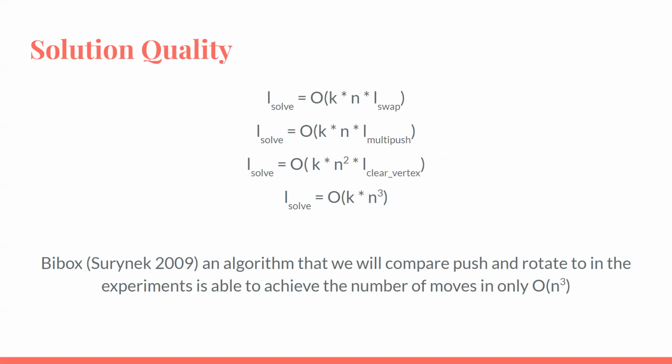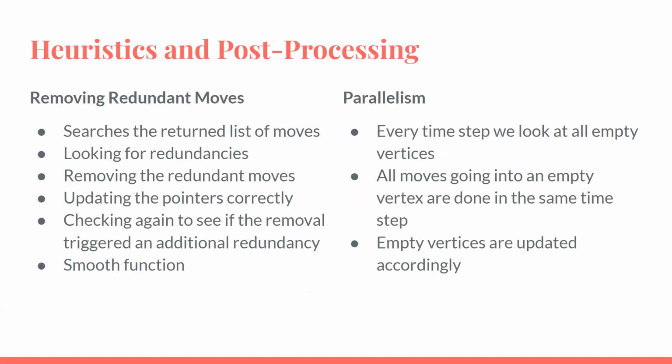And again, just a reminder, the quality refers to the number of moves that solves as the output. So now we'll talk about the heuristics and the post-processing of this algorithm.